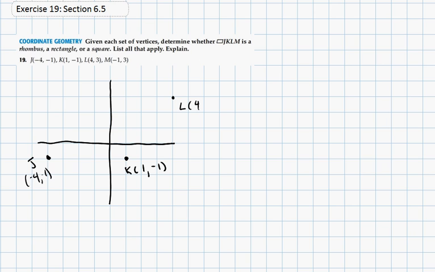Well, let's make a quick sketch. Remember, we never use the sketch to answer the question because they could make it to where it looks like it. We have to let the algebra explain it for us. So J is -4, -1. K is 1, -1. L is 4, 3. And N is -1, 3.